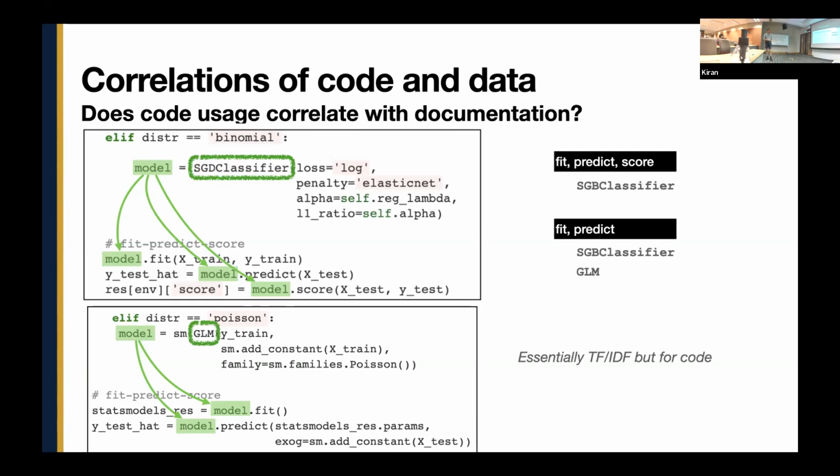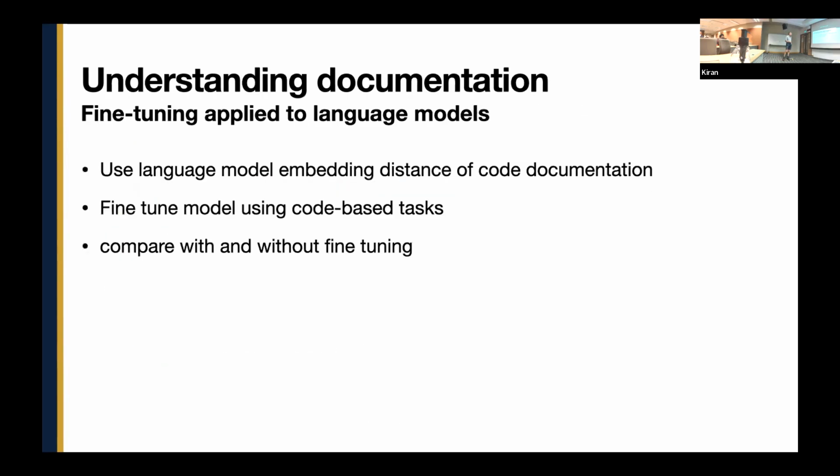So that's what we're going to do, and this is going to be our metric of similarity. We're going to be building this set of stuff for two classes, and we're going to be doing essentially a TF-IDF notion of which classes are more similar. And for the documentation, we're going to use a language model of embeddings. We're going to fine-tune the model using code-based tasks. I'm only showing you one code-based task here, there were some others. And we're going to compare with them without fine-tuning.